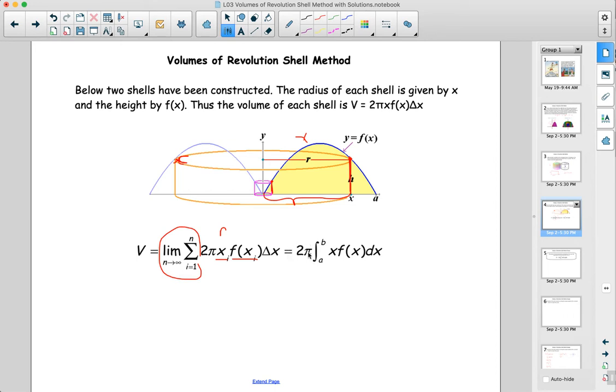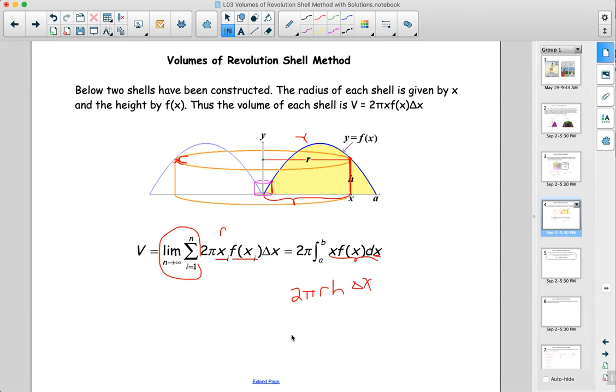2 pi can come out in front because it is a constant with respect to the variable of integration, which is x. And I now have this formula: 2 pi, the integral from a to b of x times f at x dx. And that is the formula for the volume of revolution using the shell method, based on the formula 2 pi r h, and then times the thickness of the rectangular prism, which was delta x.